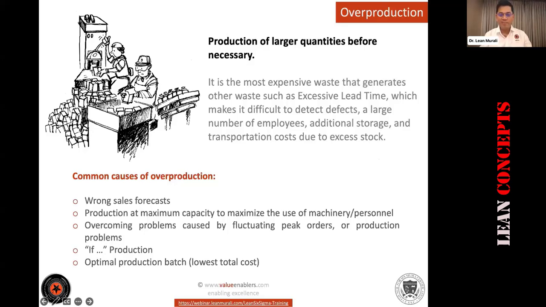Leaders don't blame. Leaders don't justify. Leaders don't complain. If you are justifying, blaming, complaining, you're still not a leader. Leaders find out options and they choose the best options and they keep improving on that. Okay, so optimal batch production lowers the cost and hence you end up in overproduction.